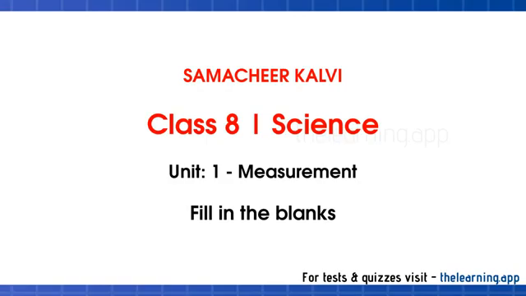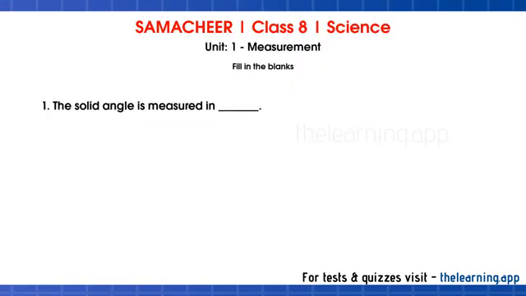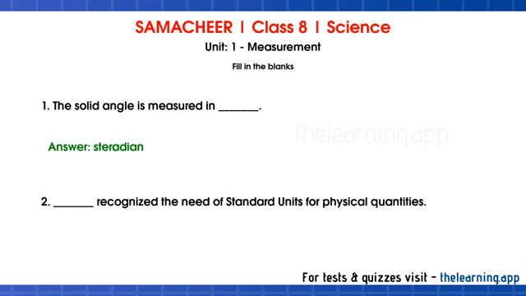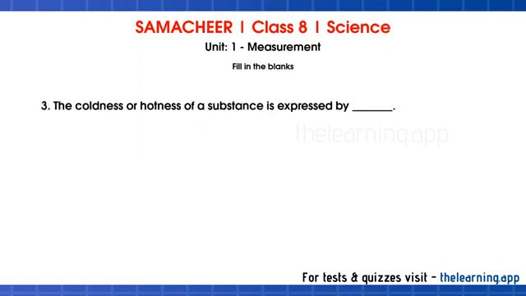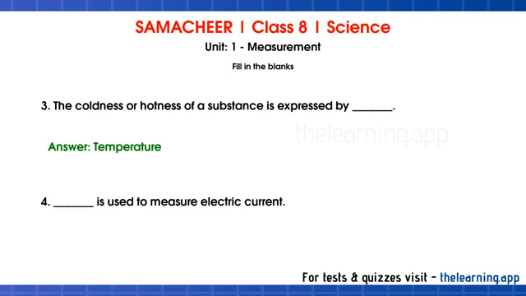Fill in the blanks. Question 1. The solid angle is measured in dash. Correct answer is steradian. Question 2. Dash recognize the need of standard units for physical quantities. Correct answer is the scientists. Question 3. The coldness or hotness of a substance is expressed by dash. Correct answer is temperature.